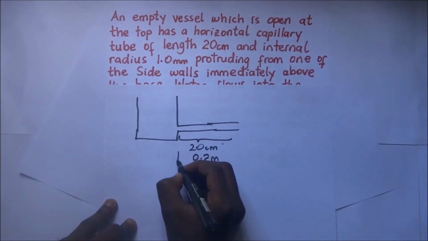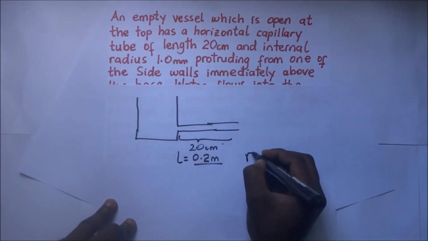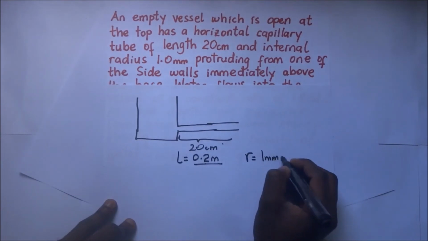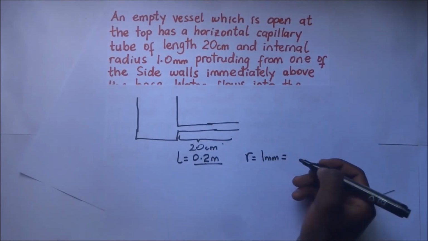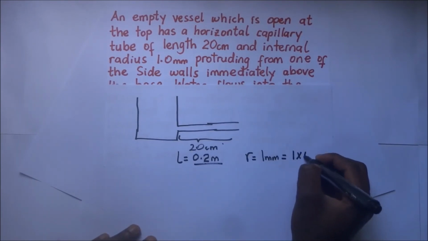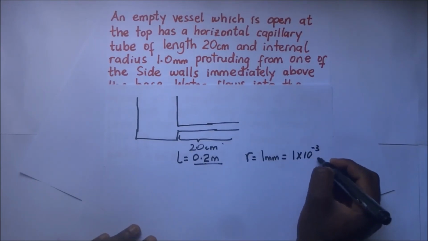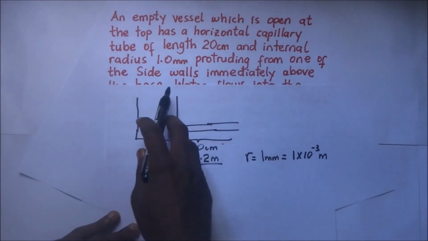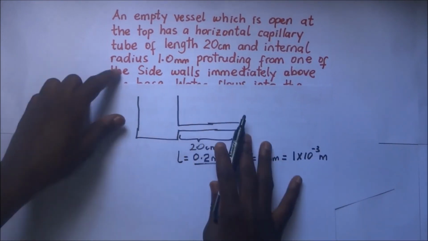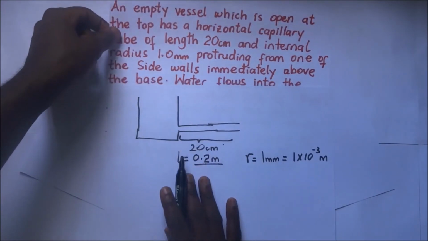So this is the length of the tube. The radius of the tube is 1 millimeter. Of course, 1 millimeter, we convert that to meters as well, and that was going to give us 1 times 10 to the power negative 3 meters. Internal radius of 1 millimeter. It is protruding from one of the side walls immediately above the base. That's what I've just drawn.